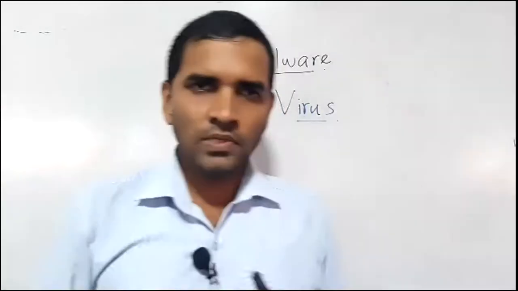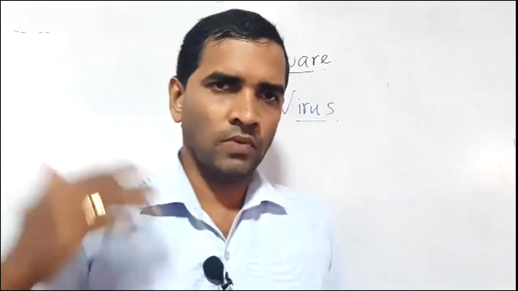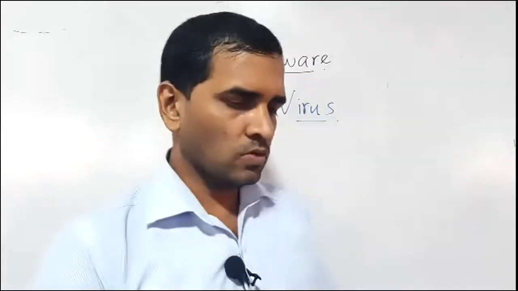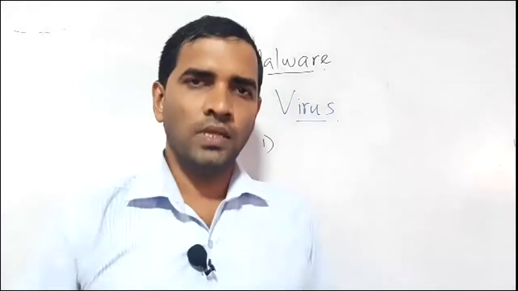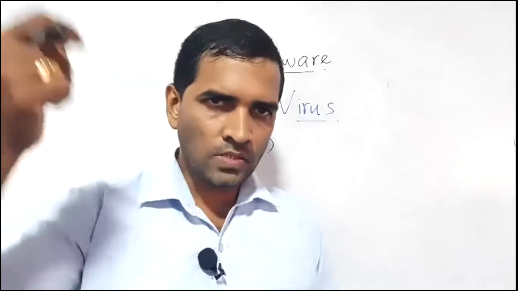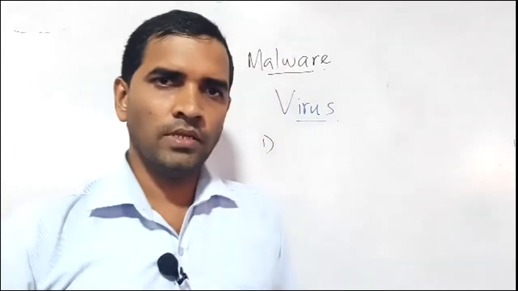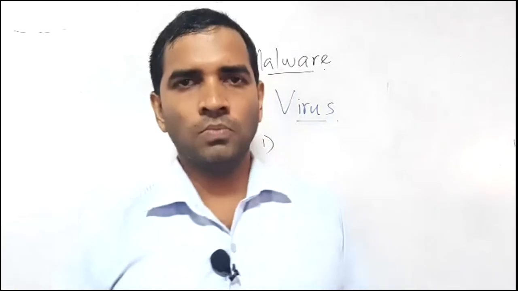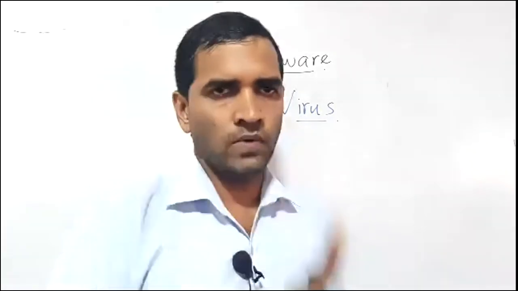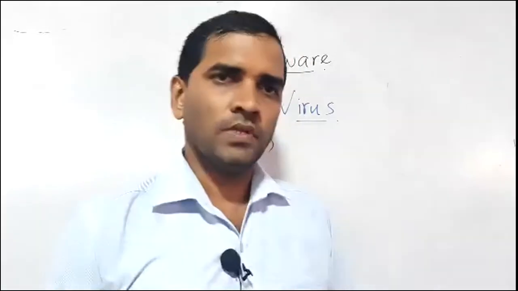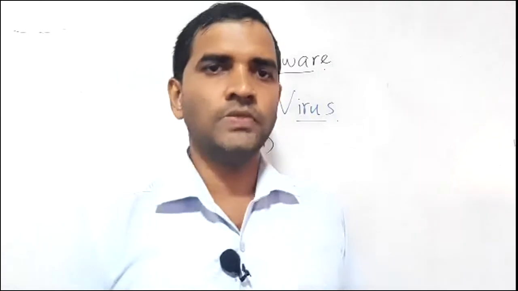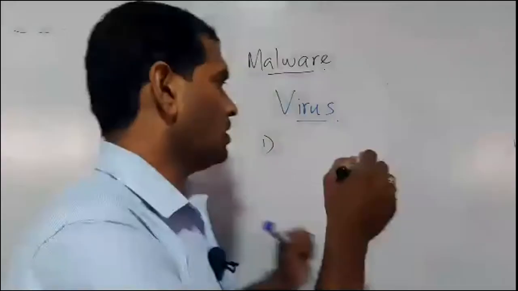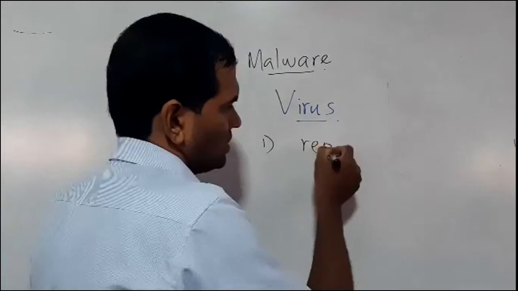You must remember two things about a virus, sometimes three, but two behaviors are very important. What are the two behaviors? First, a virus has the ability to replicate itself. When a virus comes to your computer, it has the ability to produce multiple copies. When it comes, it is alone, only one, but after its arrival it can produce many similar viruses. That is called replication.